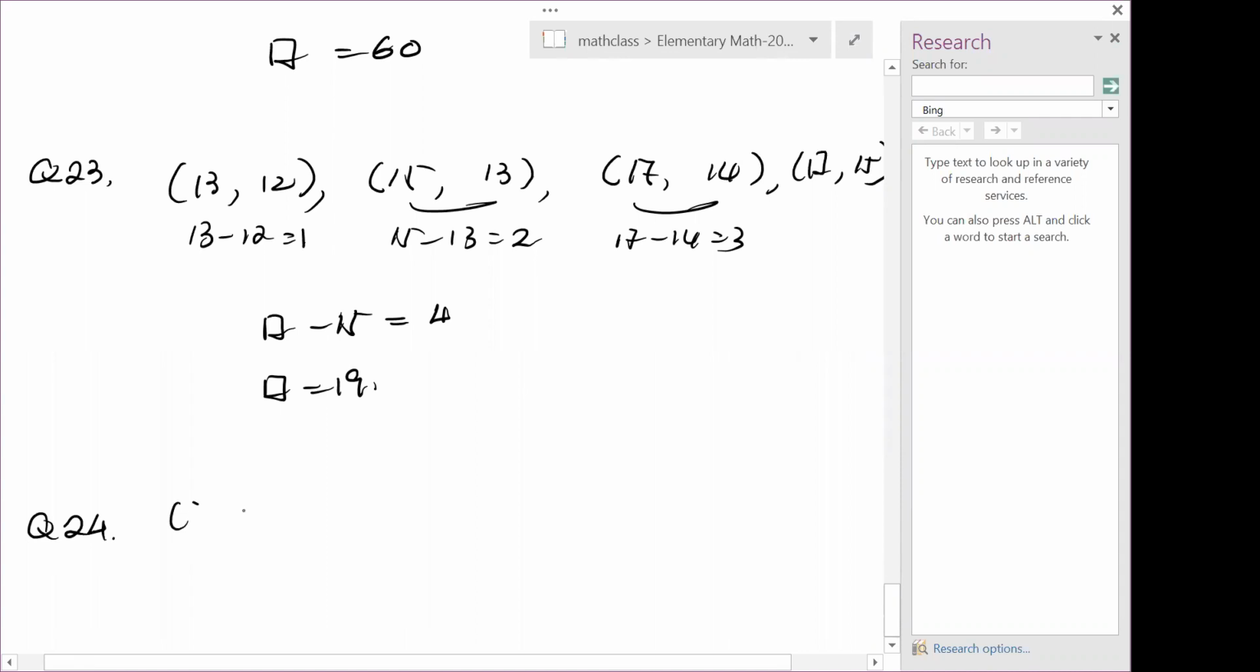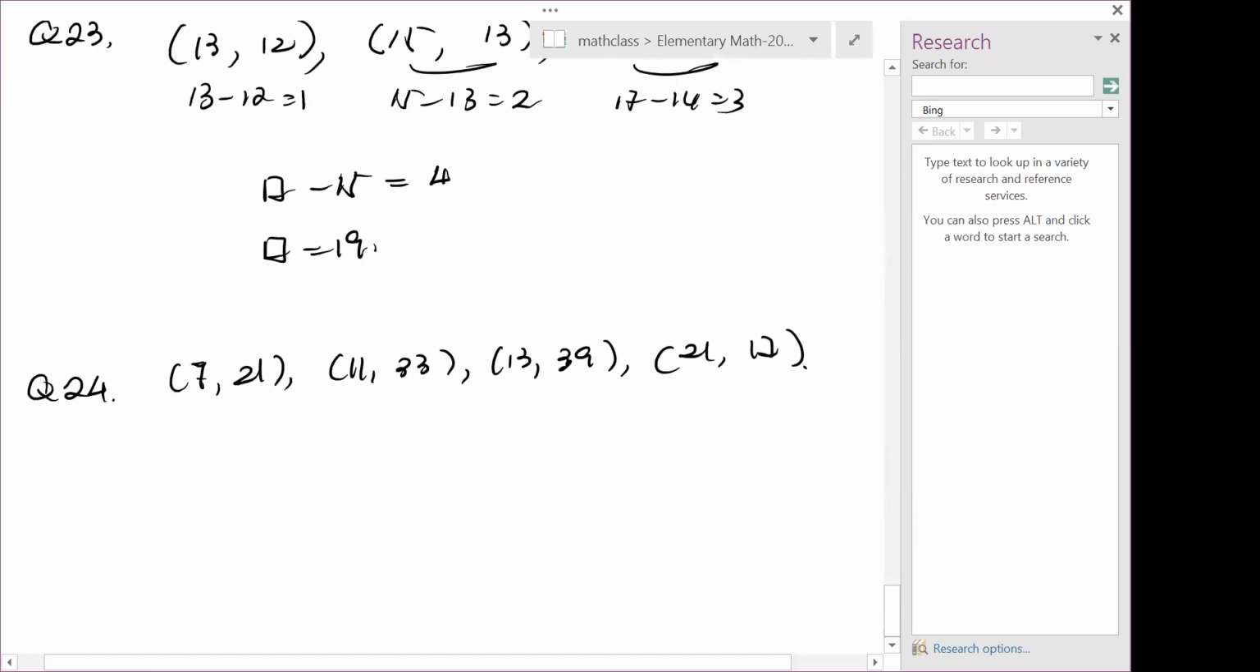Okay, here 7, 21, 11, 33, and 13, 39, and then 21 and a missing number. So you see that the second number is 3 times the first number. So 7 times 3 is 21. 11 times 3 is 33. 13 times 3 is 39. So 21 times 3 is the missing number, which is 63. Great.